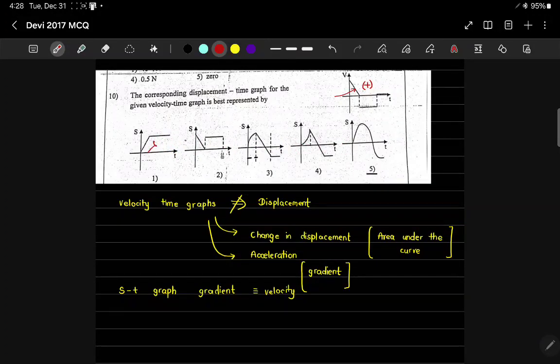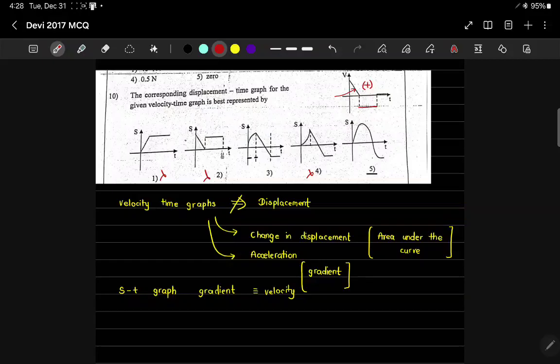This is positive but not decreasing. This has a constant gradient. This is a negative gradient, so this is also not possible. This is positive, but the gradient or the slope is increasing, so this is also not possible. So 3 and 5 are the only choices.